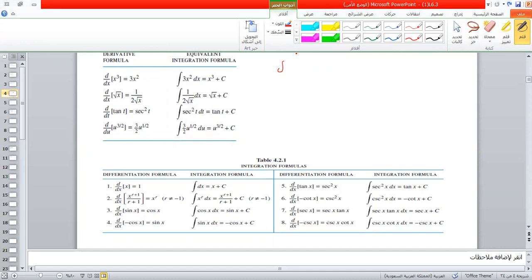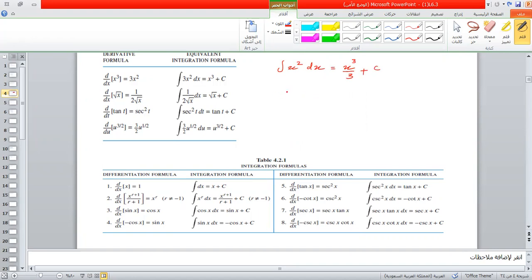Okay, we said, guys, if we have x to the power of 2 dx, we can find the integral of this part, x squared, by adding 1 to the power and dividing by the new power, and then add plus c.